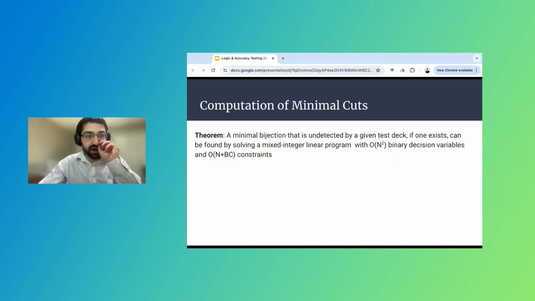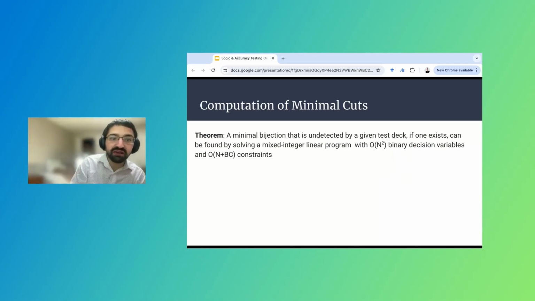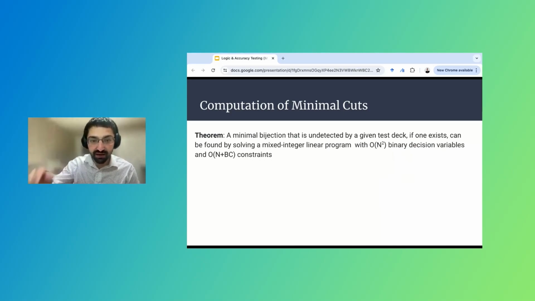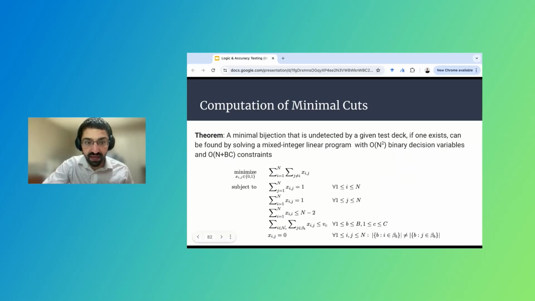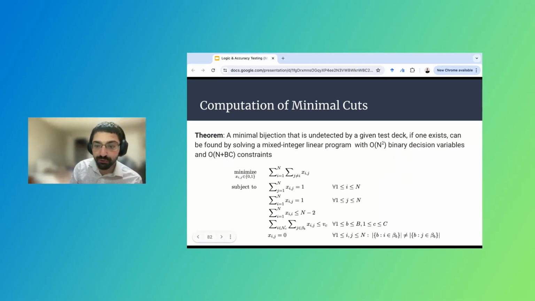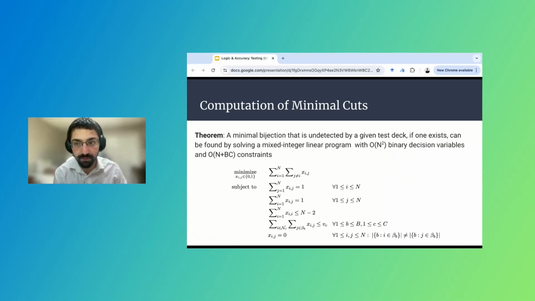So, theorem: a minimal bijection that's undetected by a given test deck, if one exists, can be found by solving a mixed integer linear program with only O(n²) binary decision variables, n here being the number of candidates, and O(n + BC) constraints, B being the size of the test deck that was found in this current iteration, and C being the number of contests. And this mixed integer linear program is very close to a min-cost network flow problem.